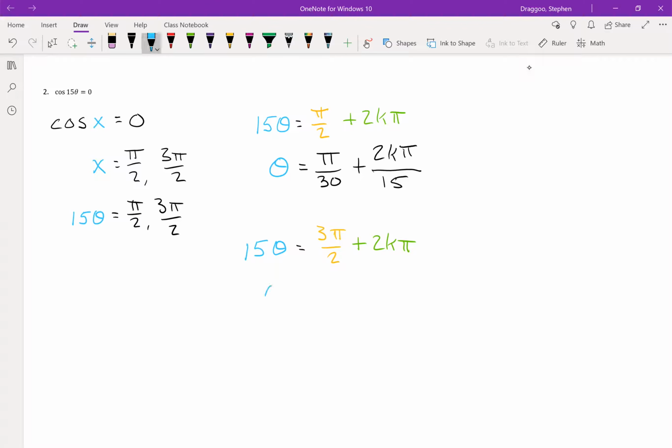And in the second equation, theta looks like it'll be pi over 10 plus 2k pi over 15, since 3 over 15 can simplify to 1 over 5, which is why I end up with pi over 10. And then those two equations are all solutions to that original equation of cosine of 15 theta equals 0.